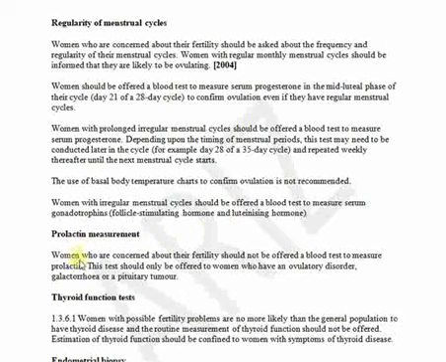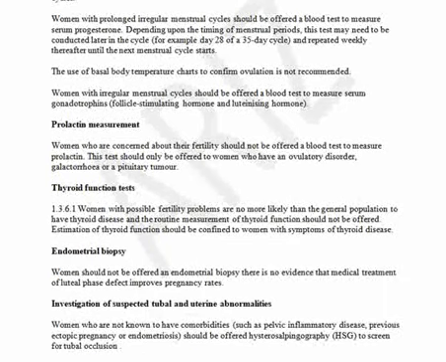Prolactin measurement. Women who are concerned about their fertility should not be offered a blood test to measure prolactin. This test should only be offered to women who have an ovulatory disorder, galactorrhea, or a pituitary tumor. Thyroid function tests. Women with possible fertility problems are no more likely than the general population to have thyroid disease, and a routine measurement of thyroid function should not be offered. Estimation of thyroid function should be confined to women with symptoms of thyroid disease.